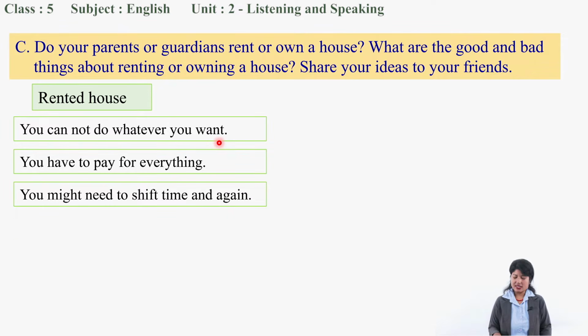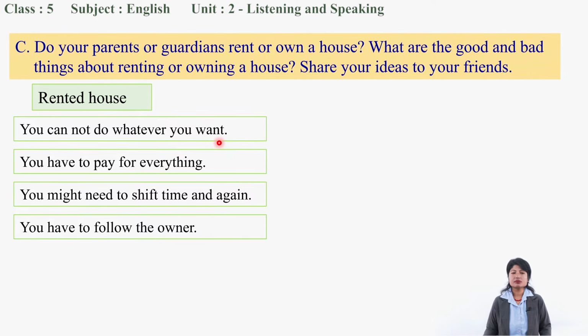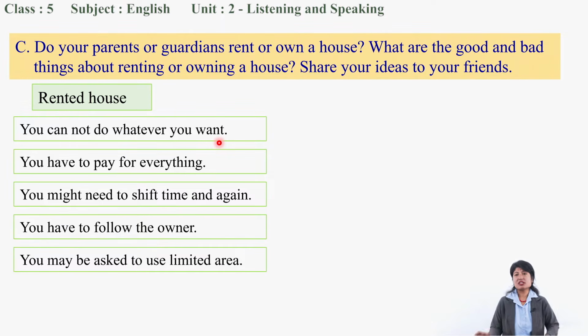Next bad thing, what do you think? Oh yes, next is, you have to follow the owner. Whatever the owner says, we have to follow that. Next one is, you may be asked to use a limited area. So you cannot go to another part without the permission of the owner, right? You need to take the permission of the owner to do anything in that rented house.